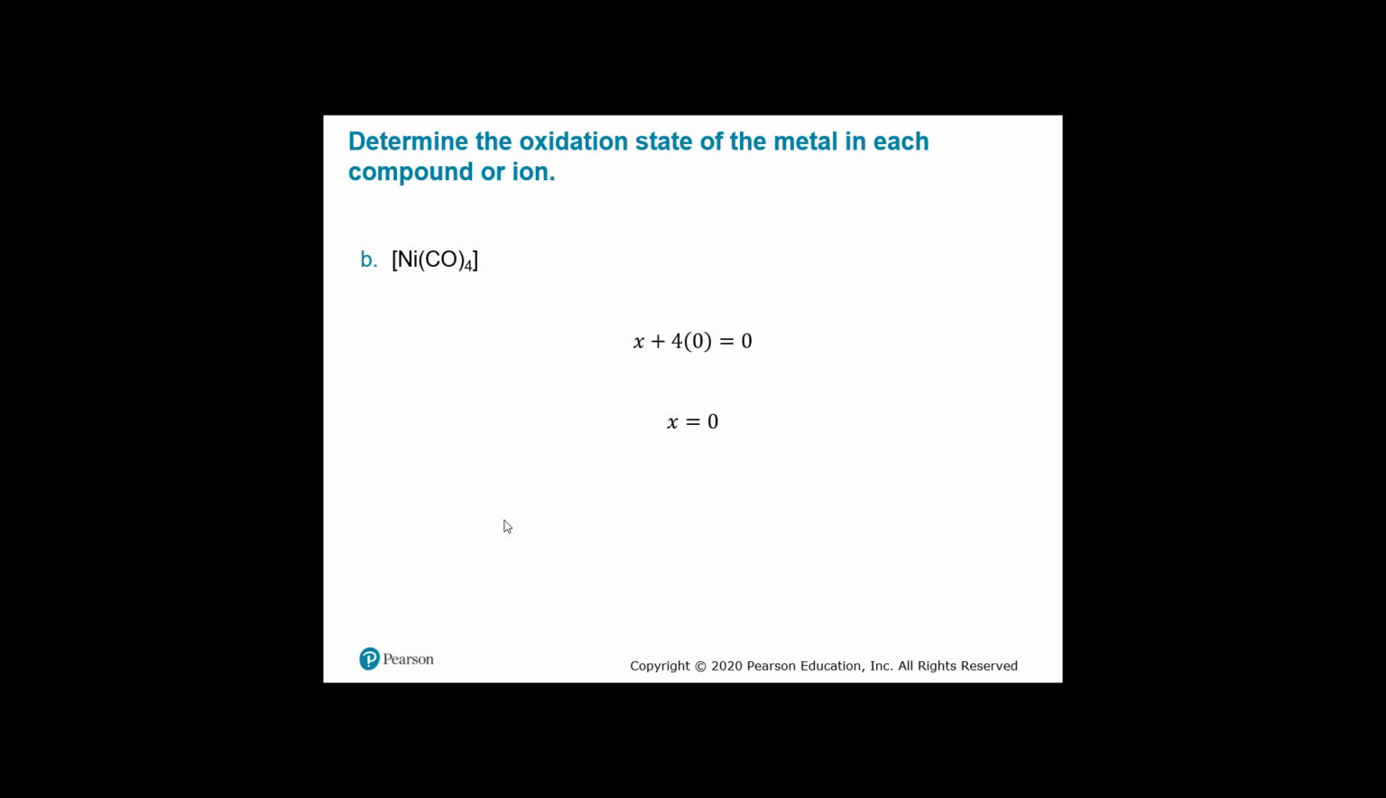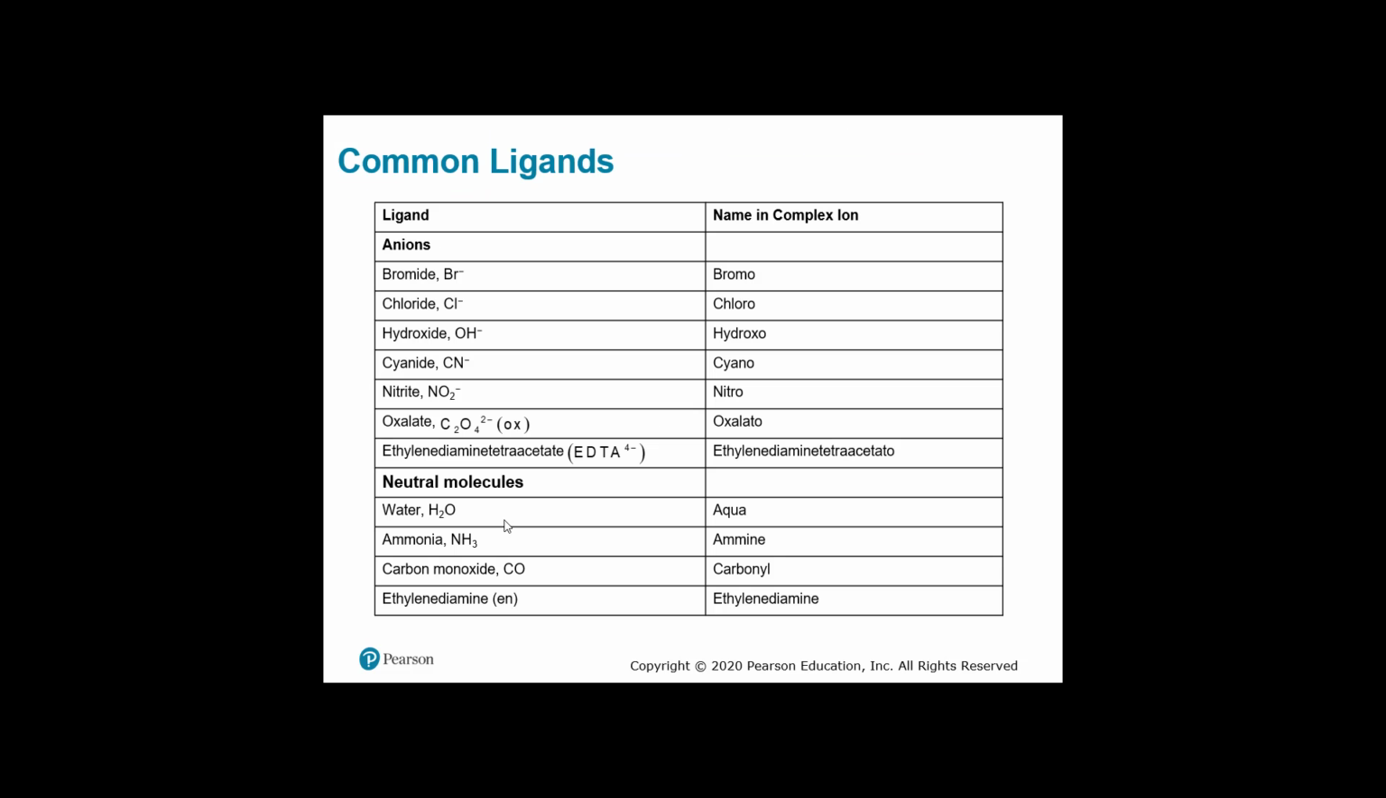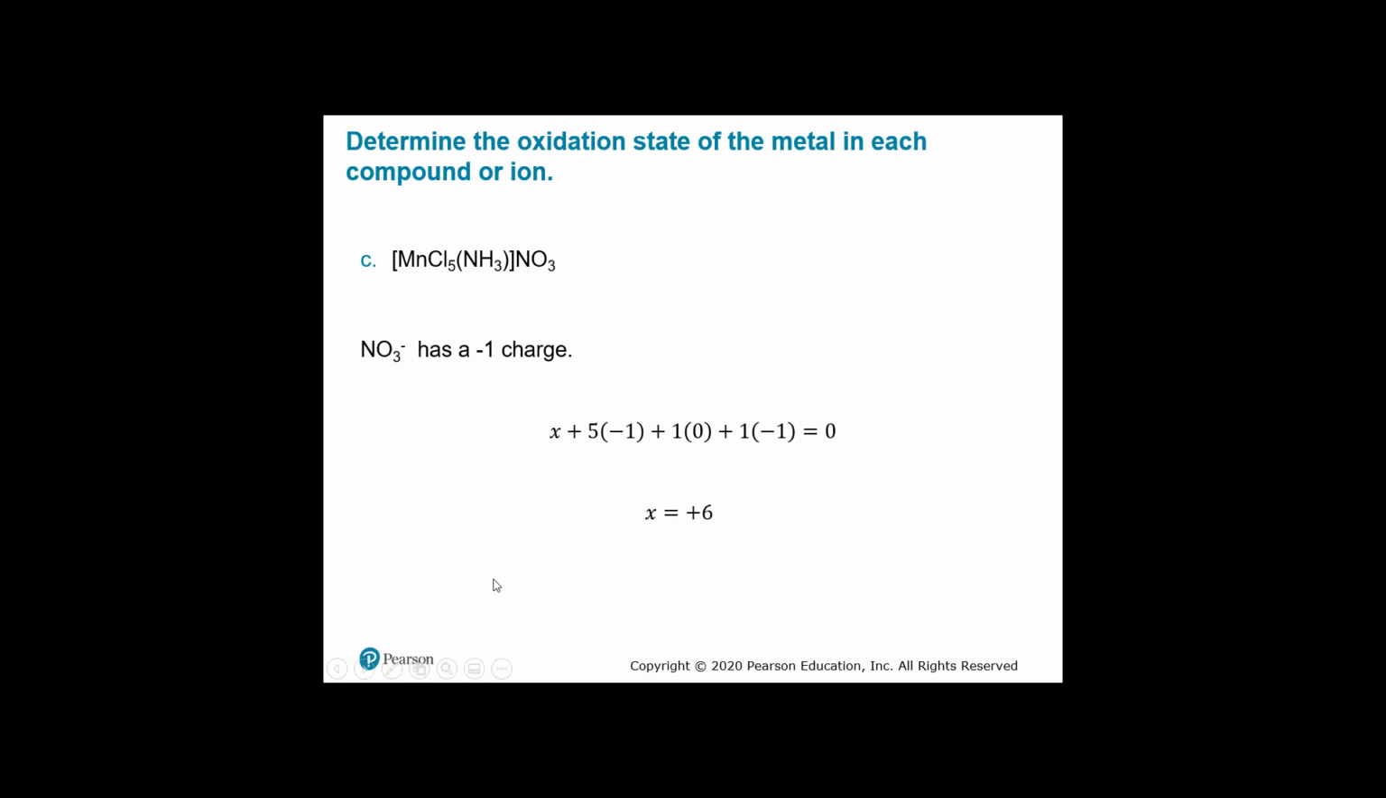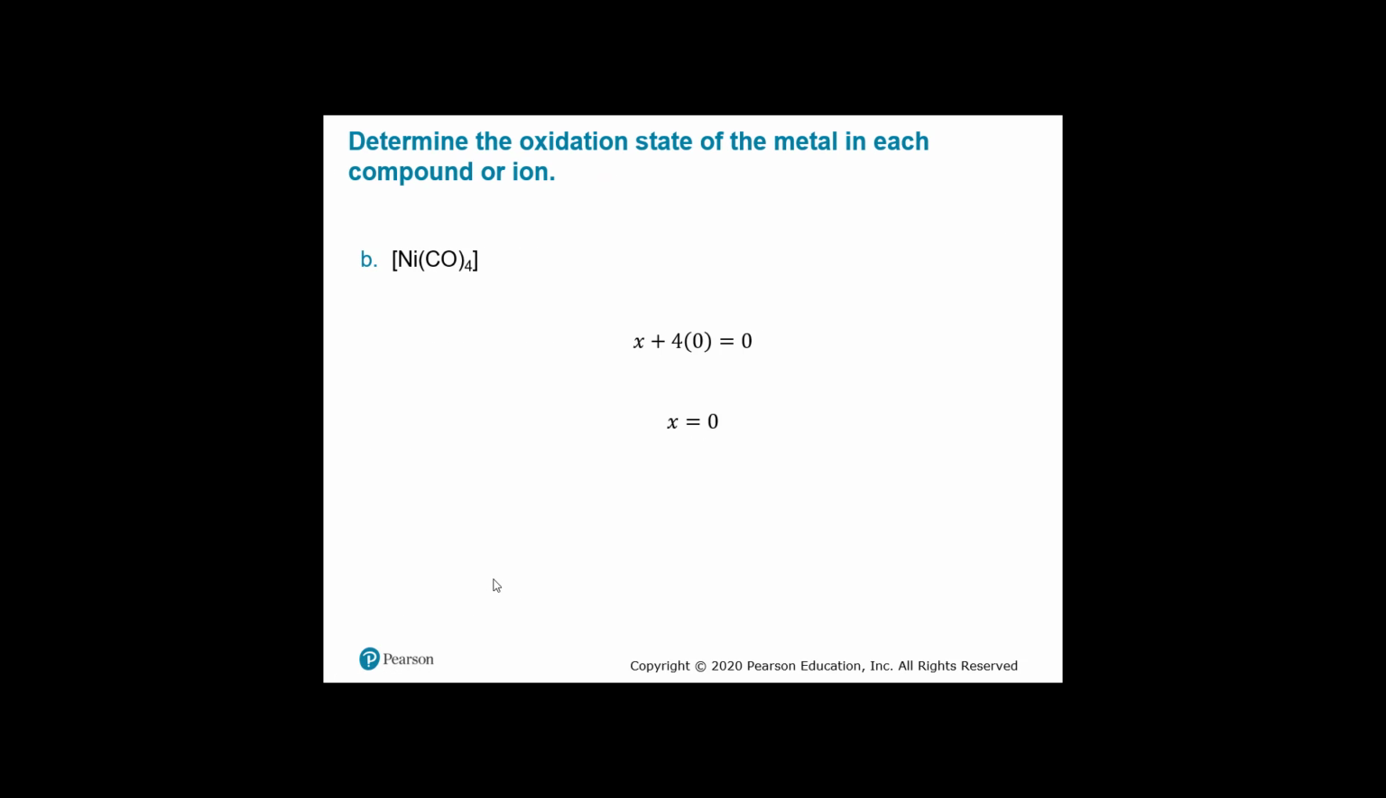So now we look at nickel. Nickel has carbonyls, which is carbon monoxide, but it's called carbonyl. And it's a neutral molecule. So because it's a neutral molecule, it's going to be a 0. I jumped too far ahead. And that means that the nickel oxidation state is 0.